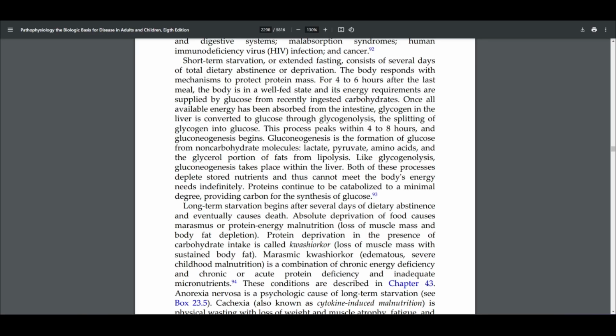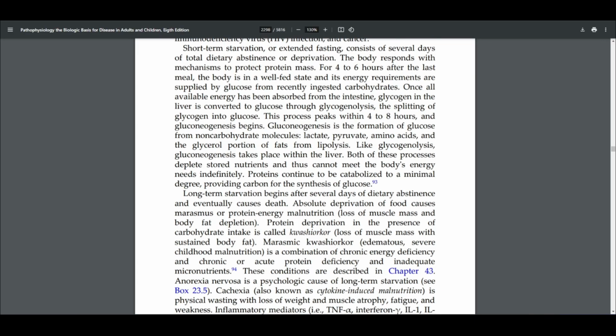For 4 to 6 hours after the last meal, the body is in a well-fed state, and its energy requirements are supplied by glucose from recently ingested carbohydrates. Once all that available energy has been absorbed from the intestine, glycogen in the liver is converted to glucose through glycogenolysis, the splitting of glycogen into glucose. This process peaks within 4 to 8 hours, and gluconeogenesis begins.